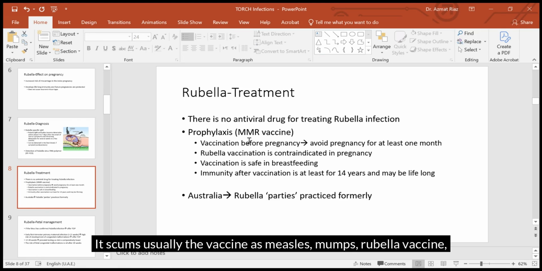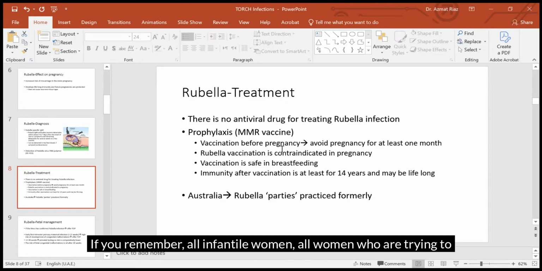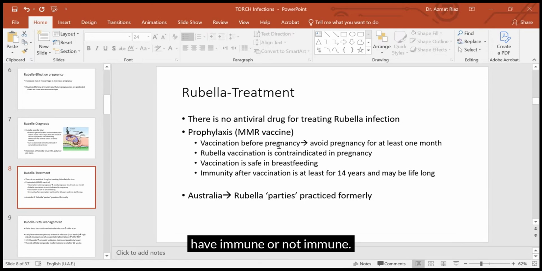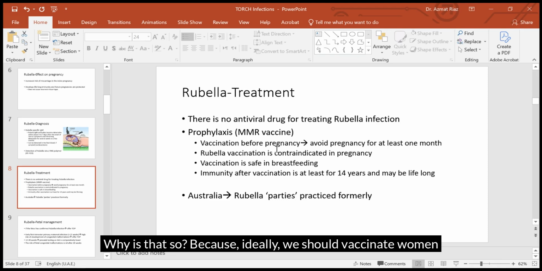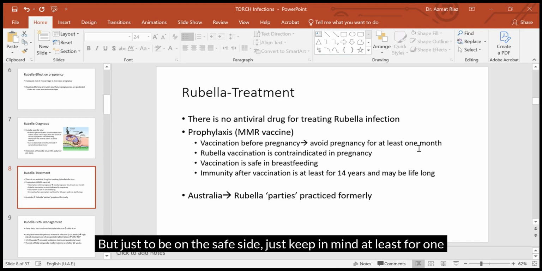It usually comes in the vaccine as measles, mumps, rubella vaccine, MMR. If you remember, for all infertile women and all women who are trying to get pregnant, we do rubella testing to see whether they are immune or not immune. Why is that so? Because ideally we should vaccinate women before pregnancy, those who are not immune. But once we vaccinate these women who are trying to get pregnant, they have to avoid pregnancy for at least 1 month. Previously, the guidelines said at least 3 months. The new guidelines, from a few years ago, say at least 1 month. But just to be on the safe side, 1 to 3 months is better.